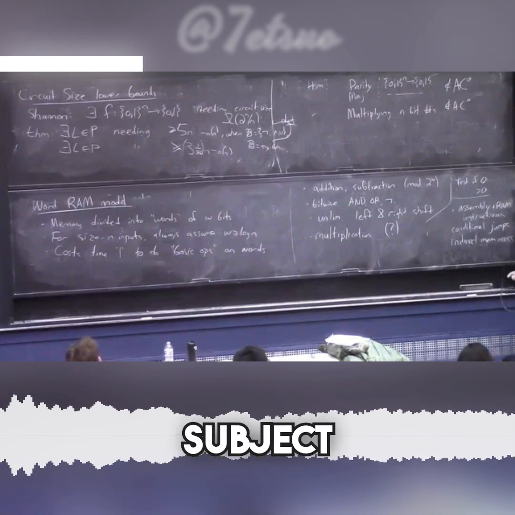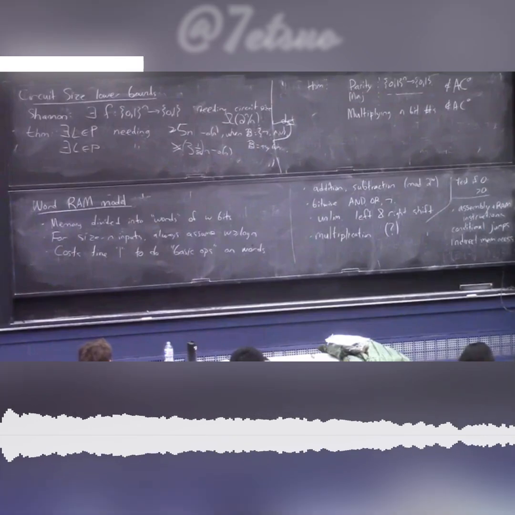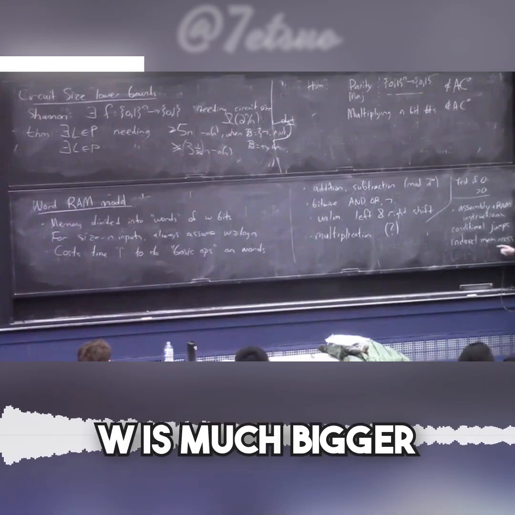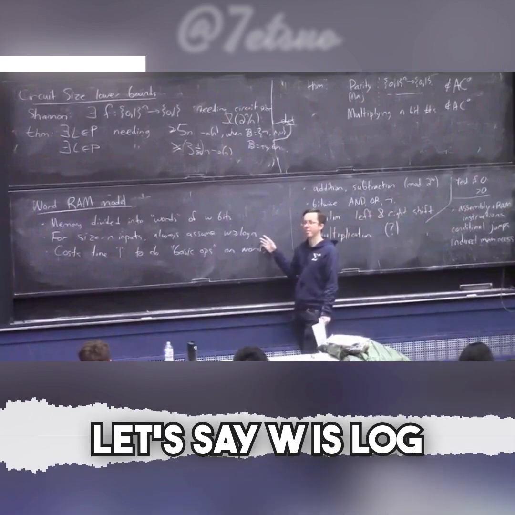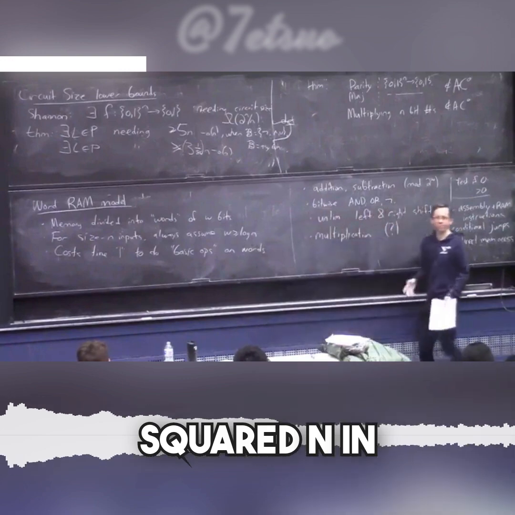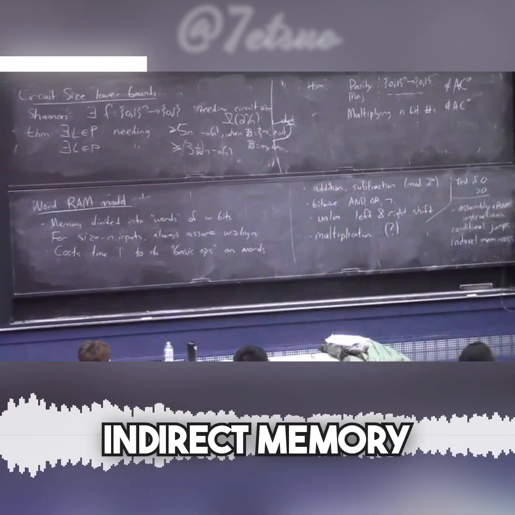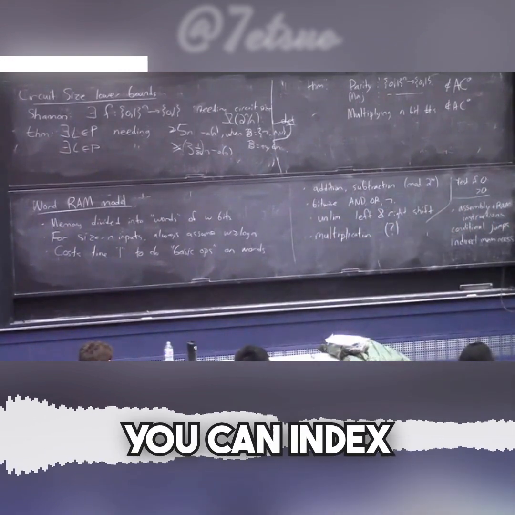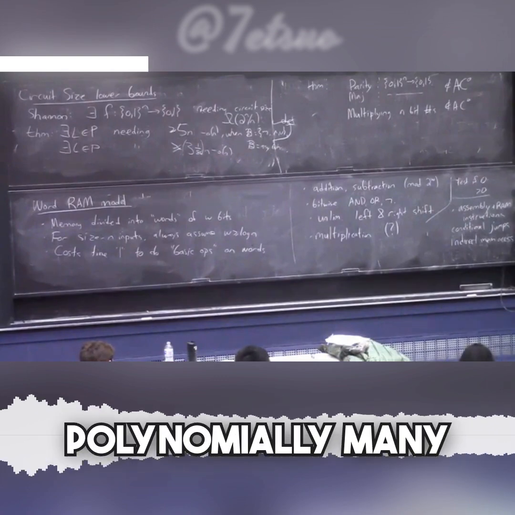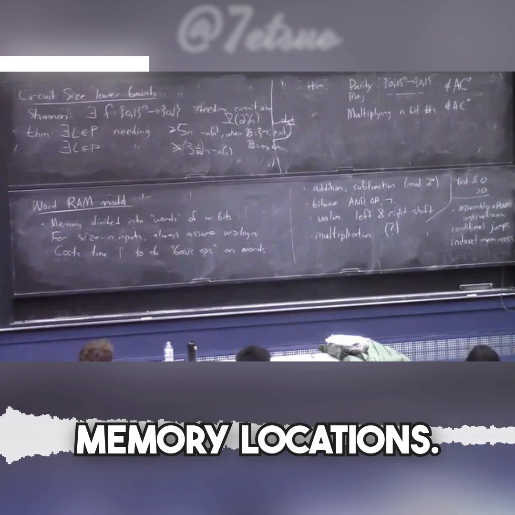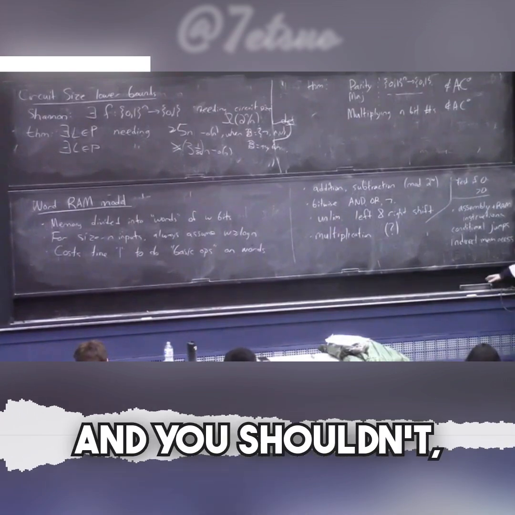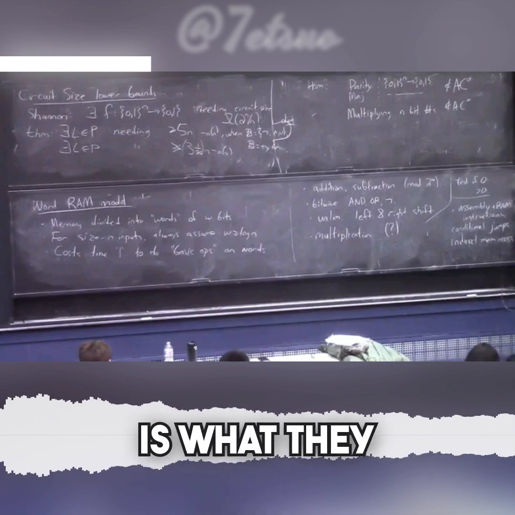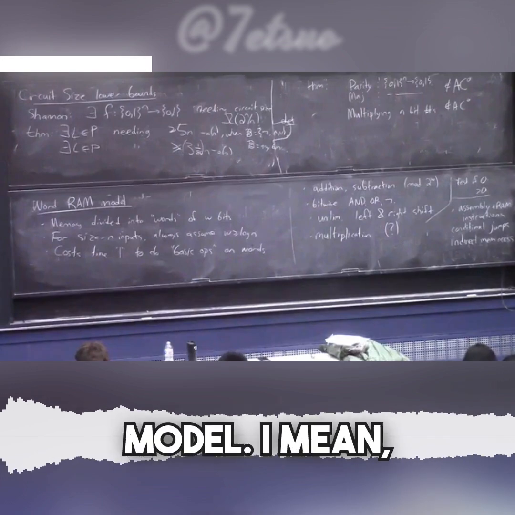Actually, on this subject, if w is much bigger than log n, I'll talk about that in a second. Let's say w is log squared n in your model, then with these indirect memory accesses, in time 1, you can index into super polynomially many different memory locations. That's kind of considered tacky, and don't do that, is what they suggest in this model.